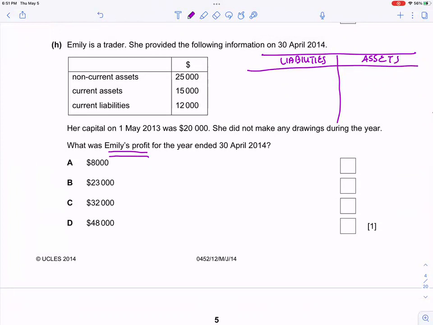Tell me, what are your assets made up of? Non-current assets and current assets. What would this give you? This will give you the total assets. Very well. Which is 40,000. Okay.